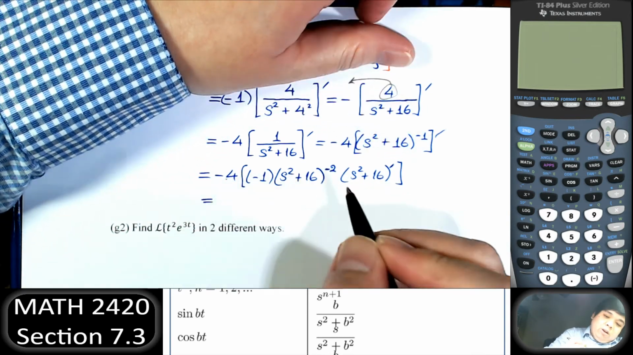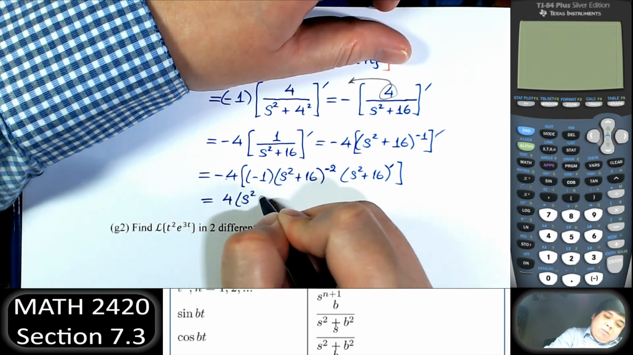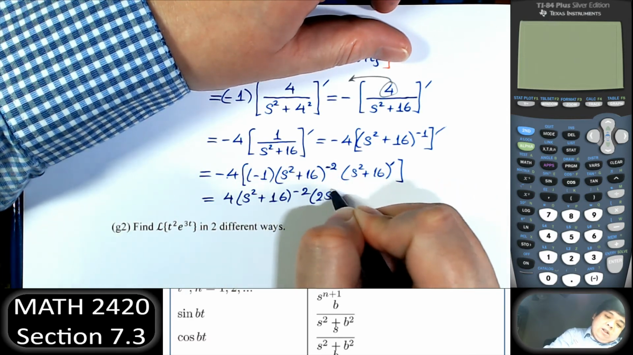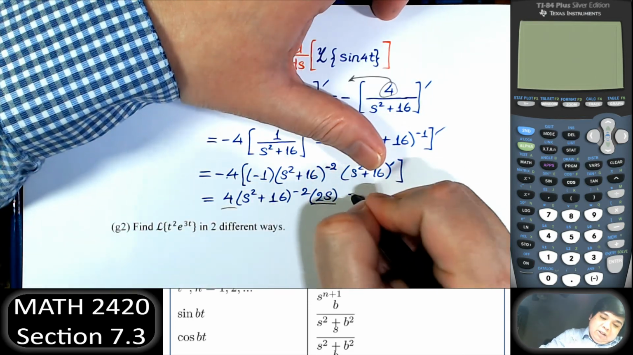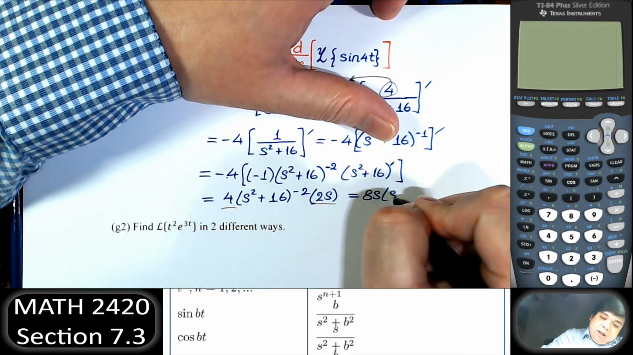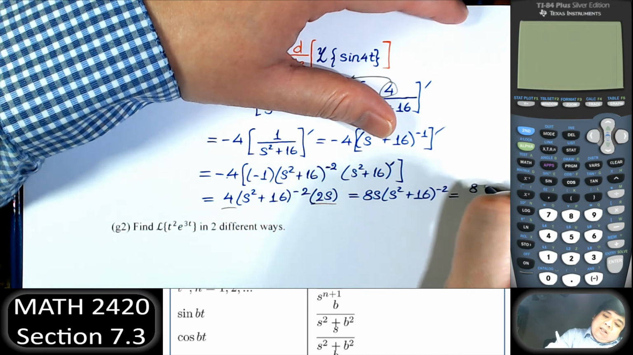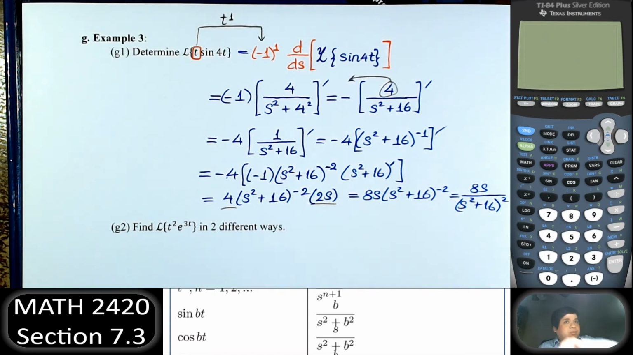And so negative 4, negative 1, so that is 4. S squared plus 16 to the negative 2. The derivative of this is 2s. Now multiply 2s and 4, and that gives us 8s. s squared plus 16 to the negative 2, so s squared plus 16 will go to the bottom. The power is squared. So that's what we have. Right.